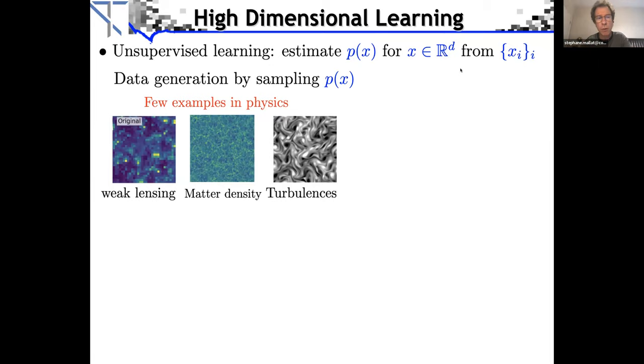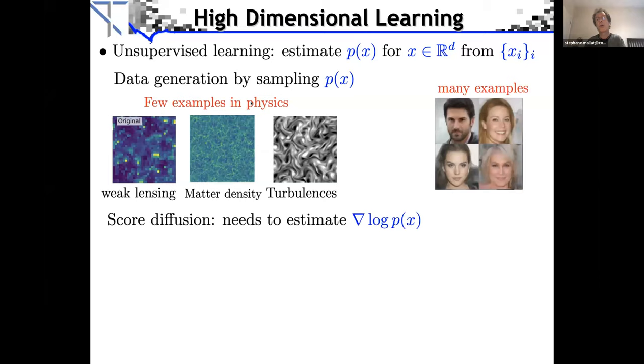And data generation by sampling is, of course, one important application. So here you see examples coming from physics where you would like to be able to do that from potentially very few examples. But of course, you have examples coming from the internet, for example, faces. And there we've seen in recent years the remarkable results obtained from score diffusion. And in the case of score diffusion, the key point is that you have to be able to learn the score, in other words, the gradient of the log probability. And this is a very high-dimensional function that will be the central difficulty.